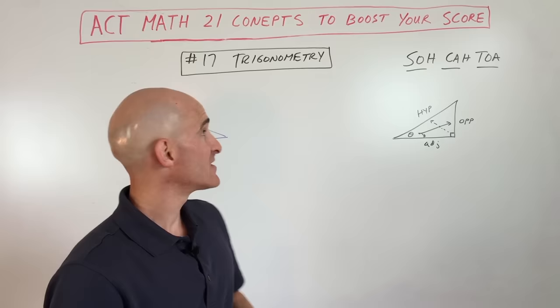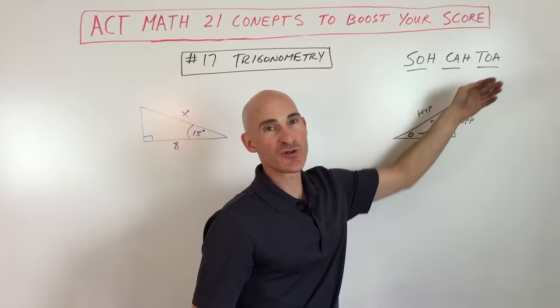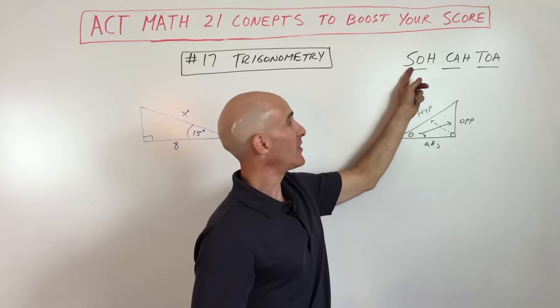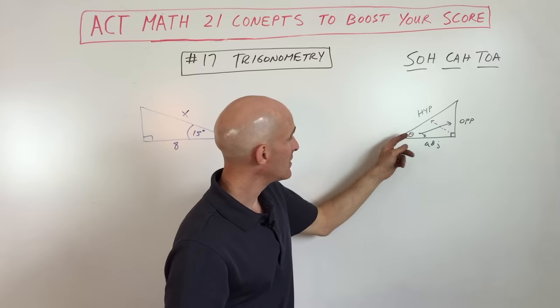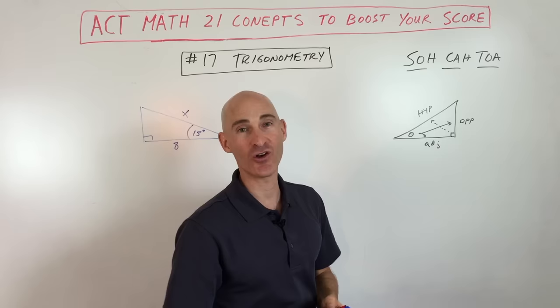Number 17, we're going to talk about trigonometry. So you probably remember this acronym from your geometry or your Algebra 2 class, the SOHCAHTOA. And all this means is that the sine of an angle is the ratio of the opposite side over the hypotenuse, the cosine of an angle is the adjacent side over the hypotenuse, and the tangent is the ratio of the opposite side over the adjacent. So if this is your angle theta, opposite is across, adjacent is next to, and the hypotenuse is across from the right angle. So I'll show you a typical example, and we'll go through it.